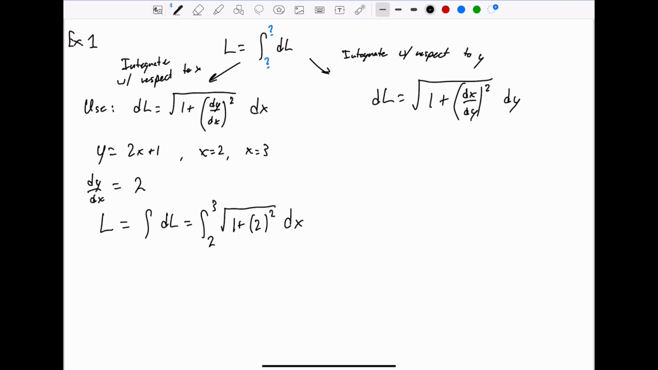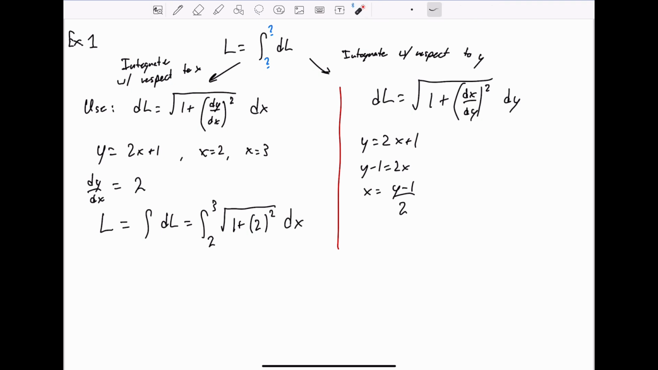Now, let's contrast that with the integral with respect to y. When we integrate with respect to y, we need to find the derivative of x with respect to y. In order to find that, we have to solve the original equation for x. So we have y equals 2x plus 1. We want to solve this for x. We'd have y minus 1 equals 2x. So x equals y minus 1 divided by 2. That is the expression for x in terms of y.